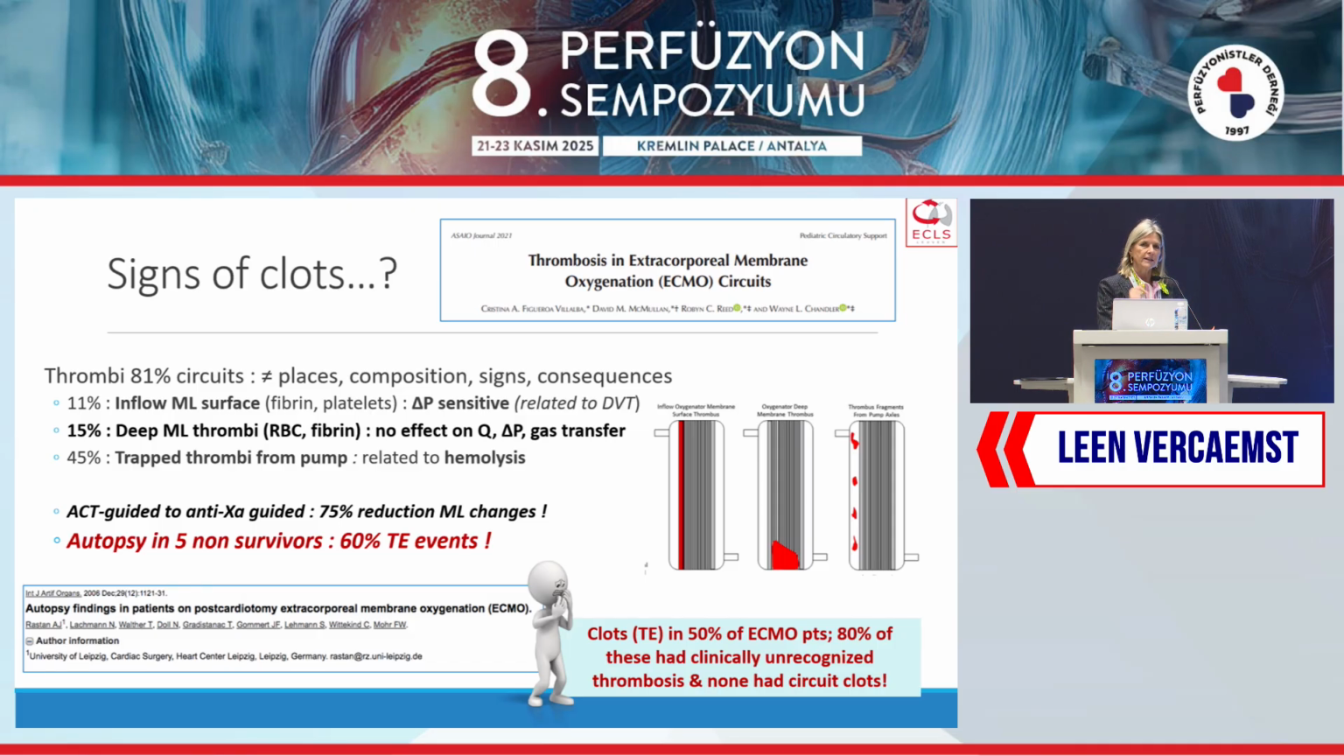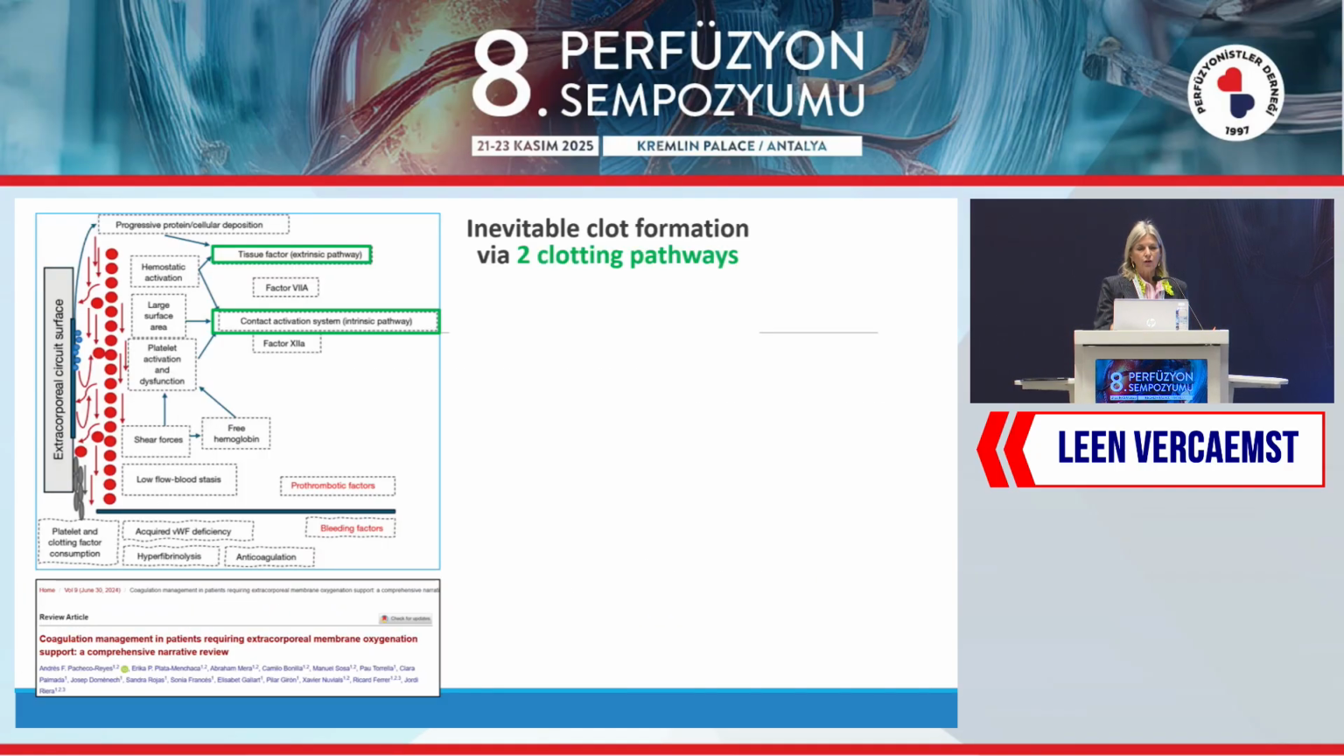And coming back to the thromboembolic events, it's not only this study, there are several studies, and this is a study that is referred to very often because it's a huge autopsy study in patients who had ECMO. It's a study from Leipzig, and they found clots in 50% of the patients. And in 80% of these patients where they found clots, they did not see any clinical signs of membrane lung or circuit clot formation. So we have inevitable clot formation via the two clotting pathways. You've all learned them in your training, the contact pathway and the tissue factor pathway.